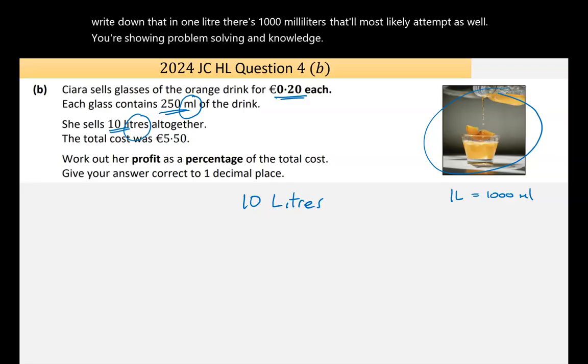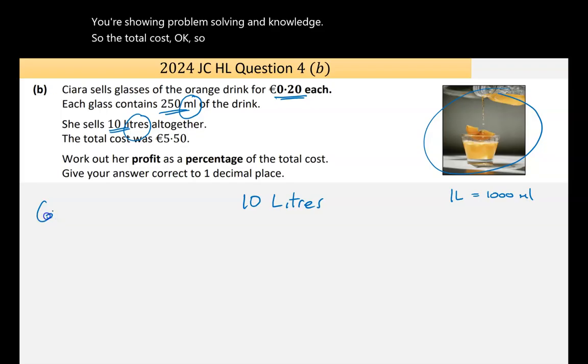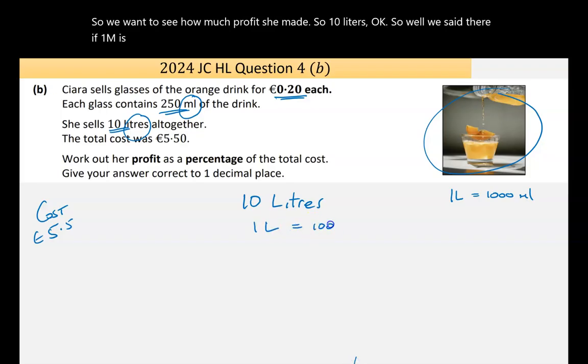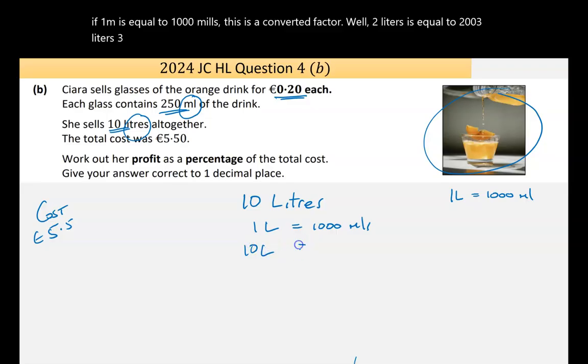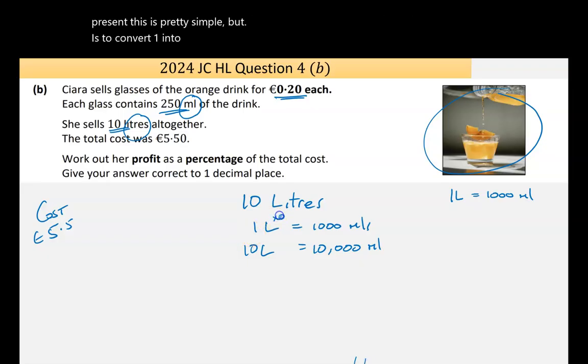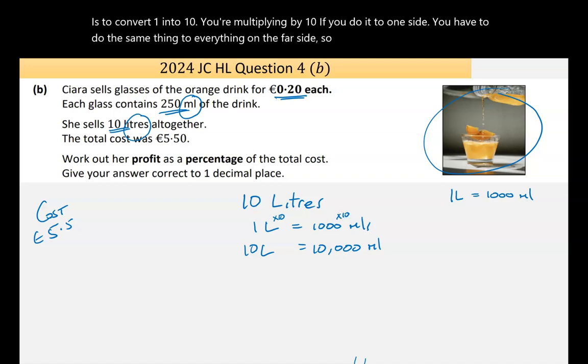So the total cost, okay, so the cost to Kira to make the whole thing was €5.50. So we want to see how much profit she made. So 10 liters, well, we said if 1 liter is equal to 1,000 mils, this is a conversion factor. Well, 2 liters is equal to 2,000, 3 liters is 3,000, 10 liters is equal to 10,000 milliliters. Now, mathematically, to convert 1 into 10, you're multiplying by 10. If you do it to one side, you have to do the same thing to the other side. So basically, you're multiplying both sides by 10 to convert up.